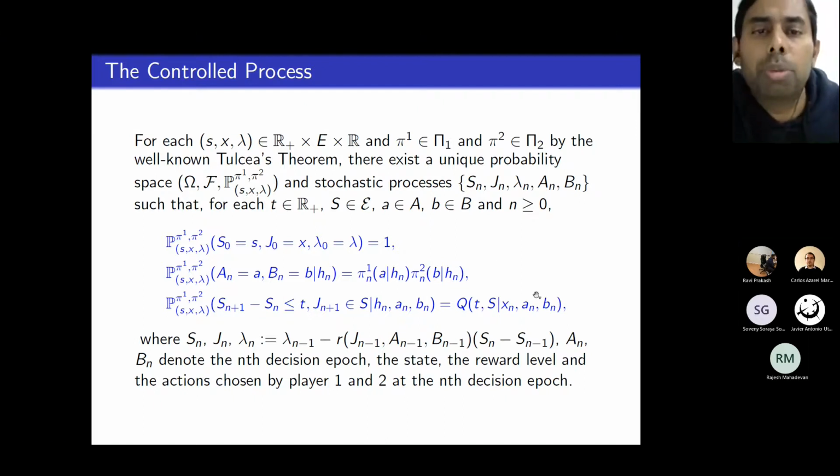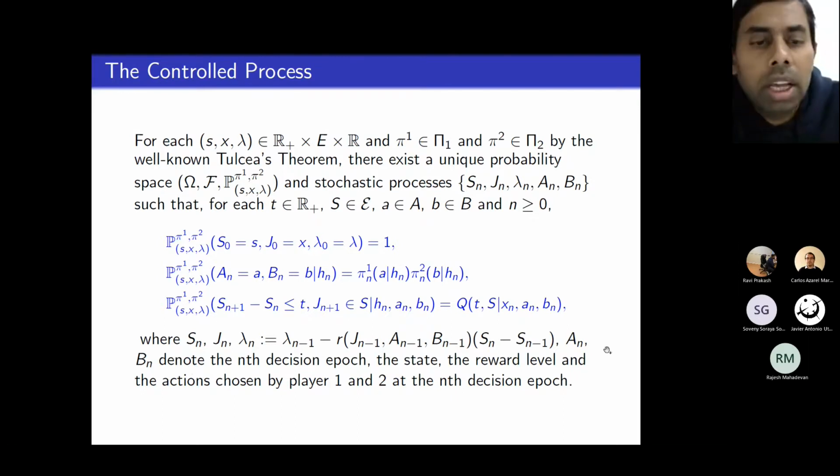Fine. So given such policies, such a stochastic process exists. If the history is Hn and the players choose actions An and Bn, then the probability that, so this Sn plus 1 is basically the time of the n plus 1th jump, or the n plus 1th decision epoch. So the jump will happen within time t, and the next jump will be in state s, is given by this quantity. So this is basically saying that the stochastic process exists.